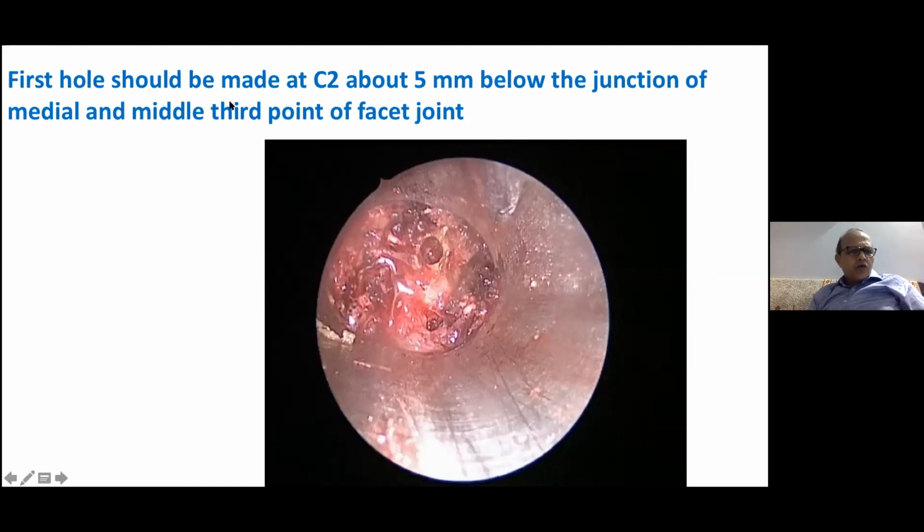So the first hole should be done at C2 because there you find very little space. Suppose you have already put in a plate, then the hole of the plate may not be exactly at the place where you want to make a hole in the lateral mass. So the first hole should be in the more difficult place, that is the C2 lateral mass, which has less space compared to the very big lateral mass available at C1.